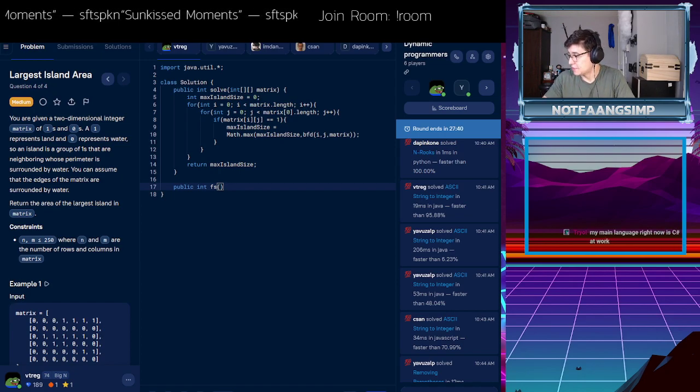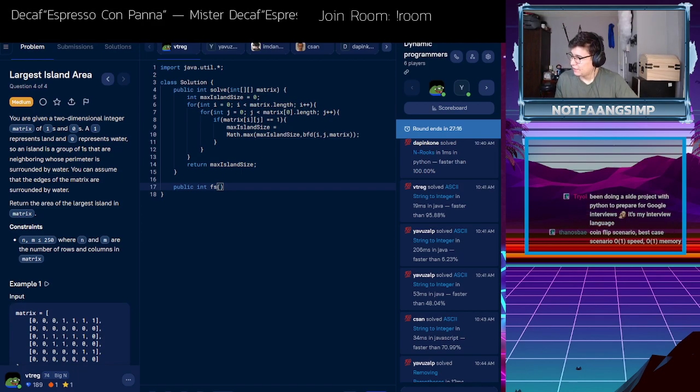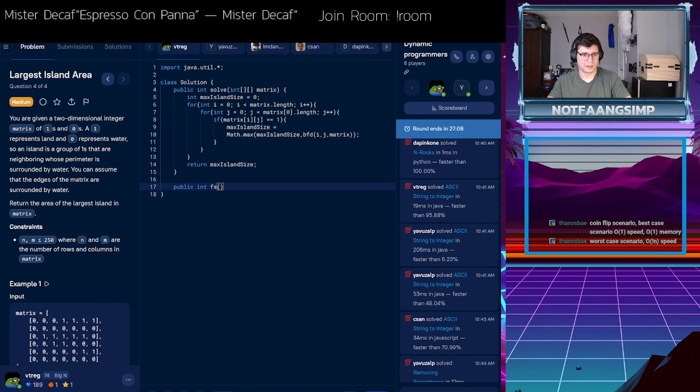My main language right now is C# at work. That's kind of what I'm expecting if I end up joining Microsoft in the end. I'm expecting to pretty much be in C#. I've been doing a side project with Python to prepare for Google interviews. Best case scenario, O of 1 speed, O of 1 memory. It's like BOGO sort being O of 1 in terms of everything when it works. Yeah.